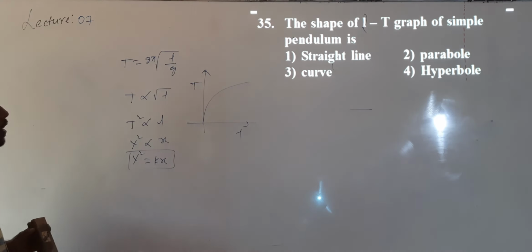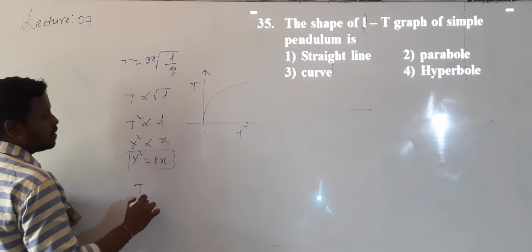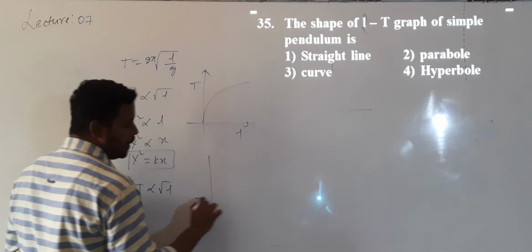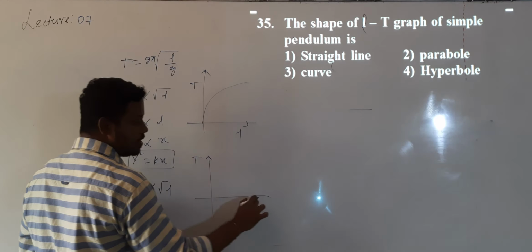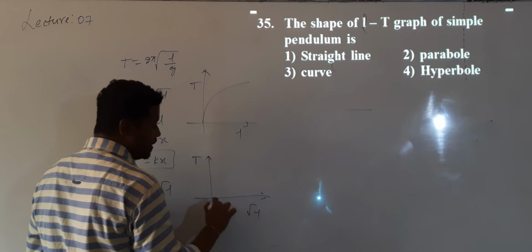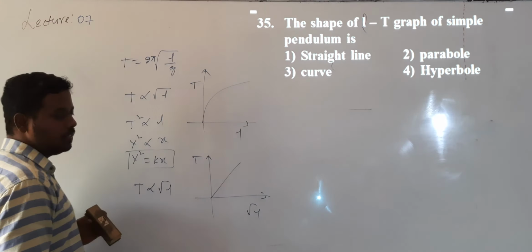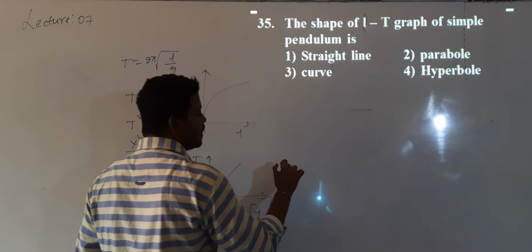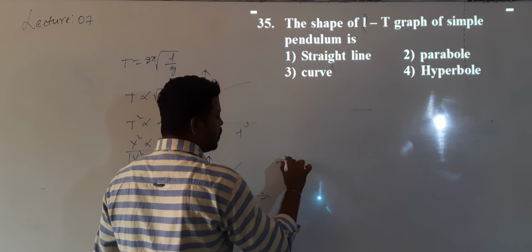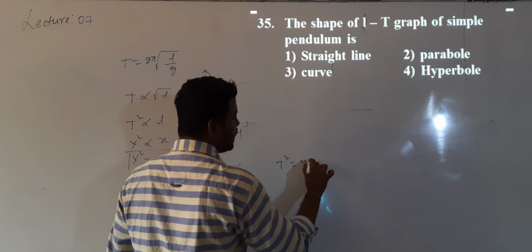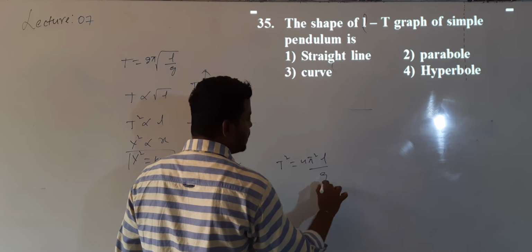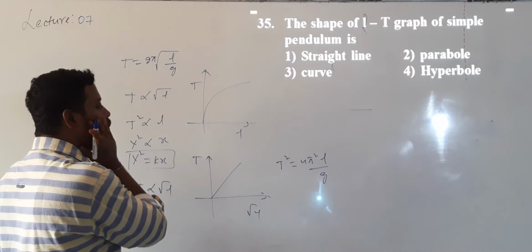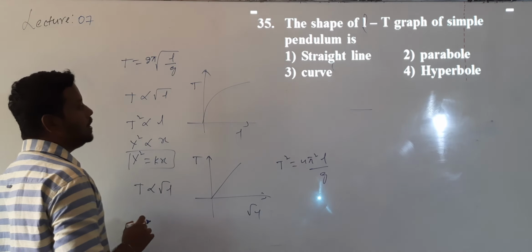Okay now, parabola. T is proportional to root L. If I plot the graph between T and root L, what is the shape of the graph? That will be a straight line passing through the origin. Passing through which one? Origin. And what is the slope value it gives us? So T square is equal to 4 pi square into L divided by g.